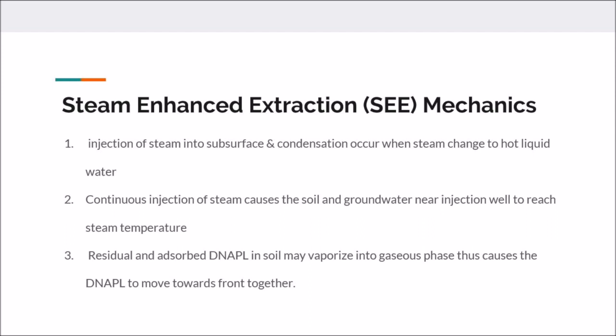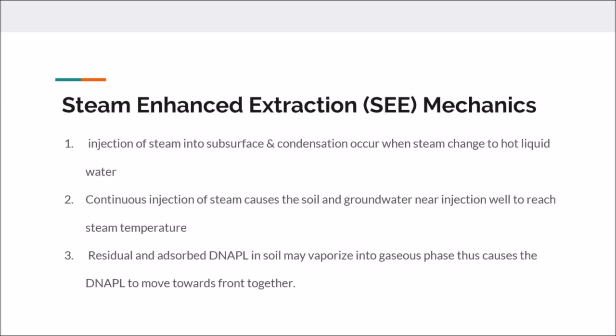Condensation occurs when the steam changes to liquid water from its gaseous form due to loss of heat to the surrounding soil and groundwater. Steam injection is done continuously to cause the soil and groundwater near the injection well to reach steam temperature for removal. The injection process continuously affects the surrounding soil and groundwater. It creates a moving variable temperature of water and steam.